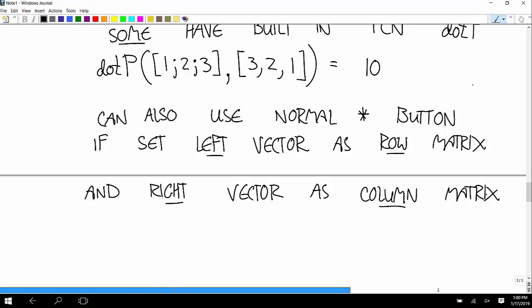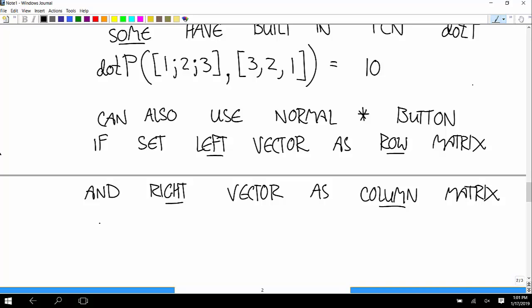I'm getting to that. For dot product, the order does not matter. But you do have to make the row vector be on the left. So it doesn't matter whether you have 1, 2, 3 or 3, 2, 1 on the left, but the left one has to be the row.